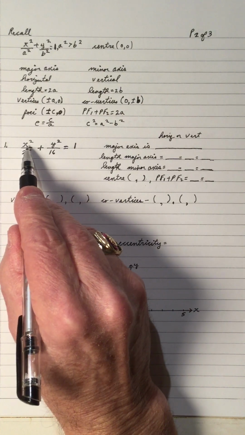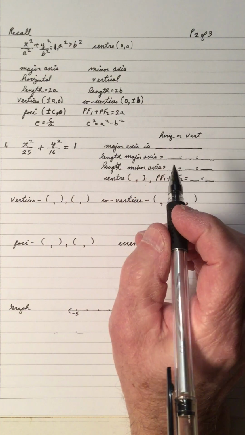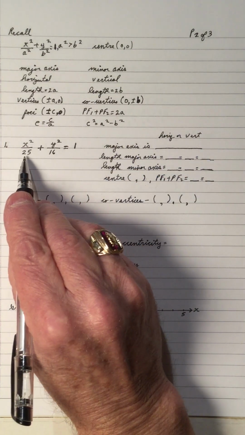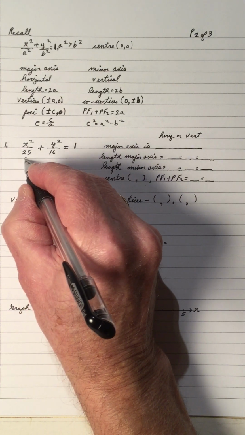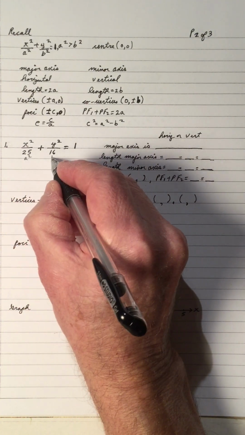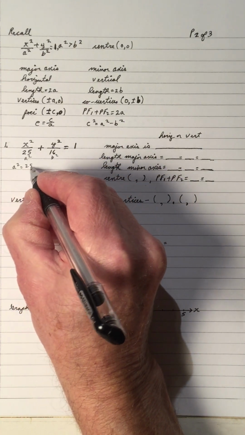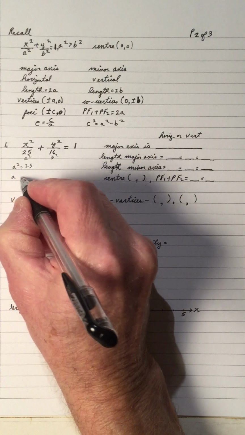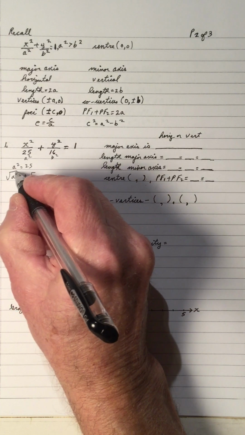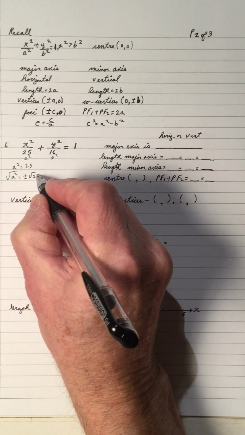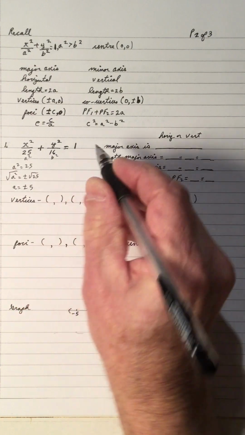We have the equation x squared over 25 plus y squared over 16 equals 1. The bigger number here is a squared and this is b squared. So a squared is equal to 25. The square root of a squared is plus or minus the square root of 25, so a is plus or minus 5.